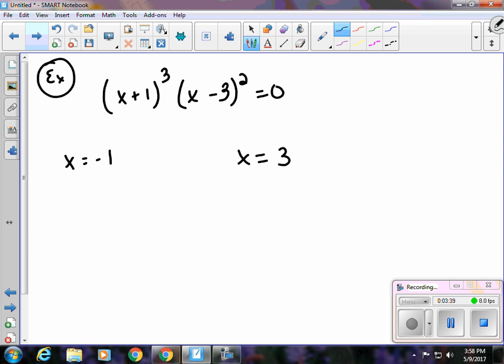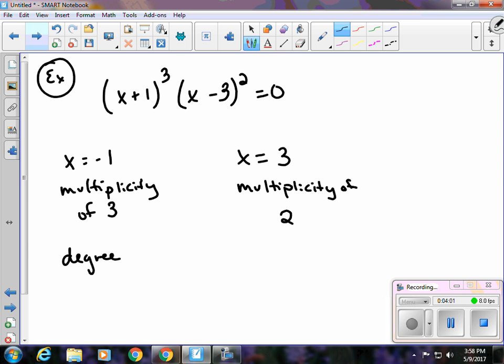So this x equals -1 has a multiplicity of 3, where the 3 has a multiplicity of 2. Therefore, our degree, we add our exponents, so 3 plus 2 gives us 5.